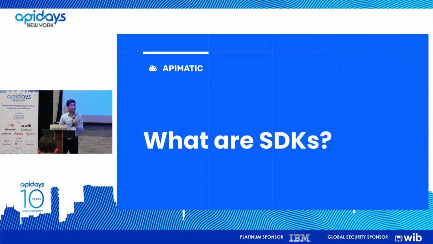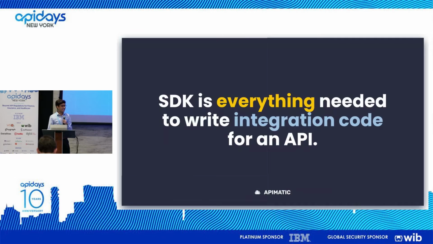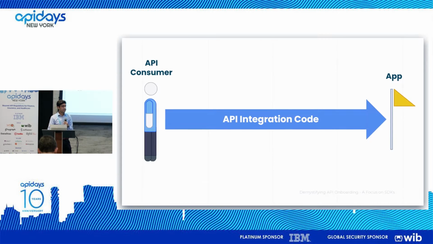So what are SDKs? Software Development Kits, or SDKs, are everything that you need to write API integration code. So if a user is trying to integrate your API into their application, what do they see when they visit your product or your marketing site? Everything that they see is going to constitute their software development kit.